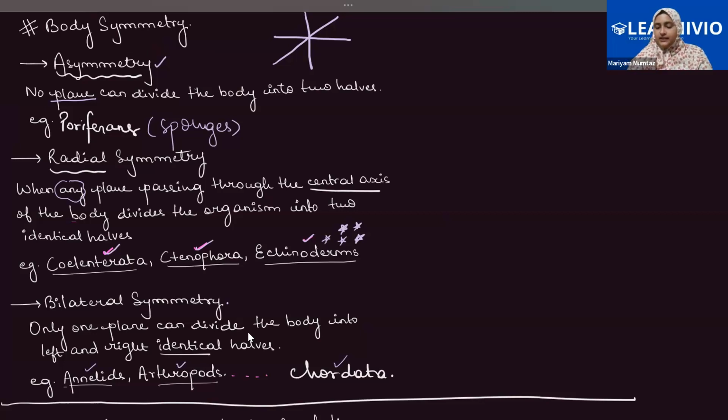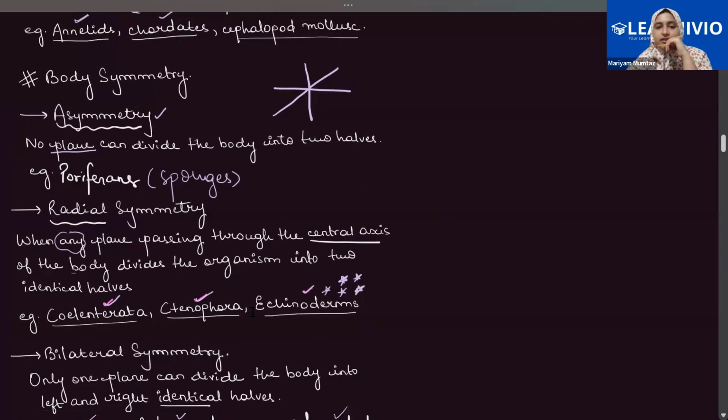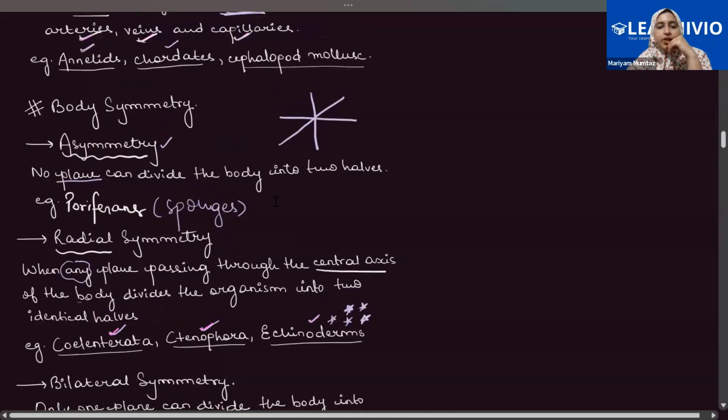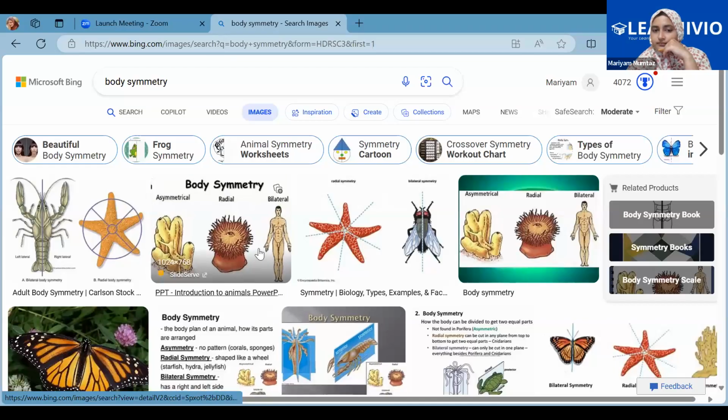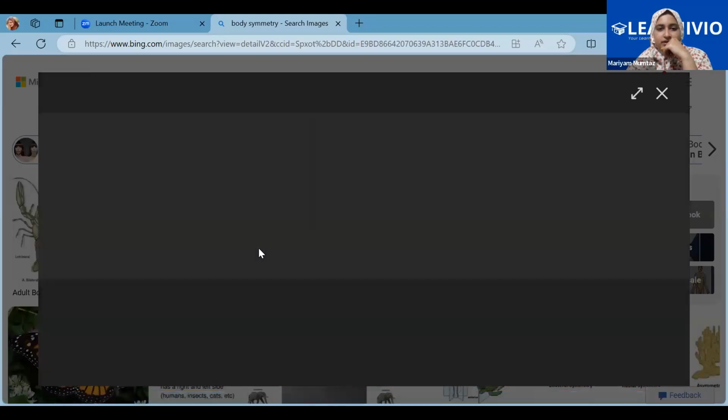So in the previous class, we had discussed the different kinds of basis of classification, amongst which one was body symmetry, right? Today I'm going to show you what I mean by body symmetry. Okay, can you see this screen? Okay, now look at this.